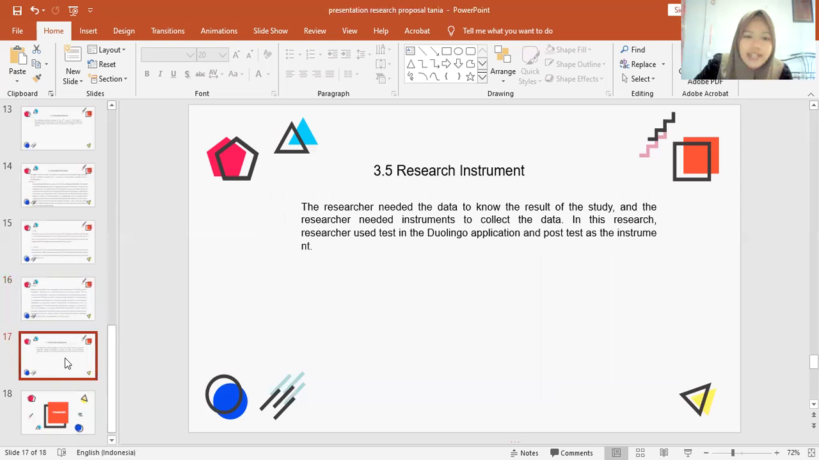And the last, research instrument. The research needed data to know the result of the study, and the researcher needed instruments to collect the data. In this research, the researcher used tasks in the Duolingo application and a post-test as the instruments.